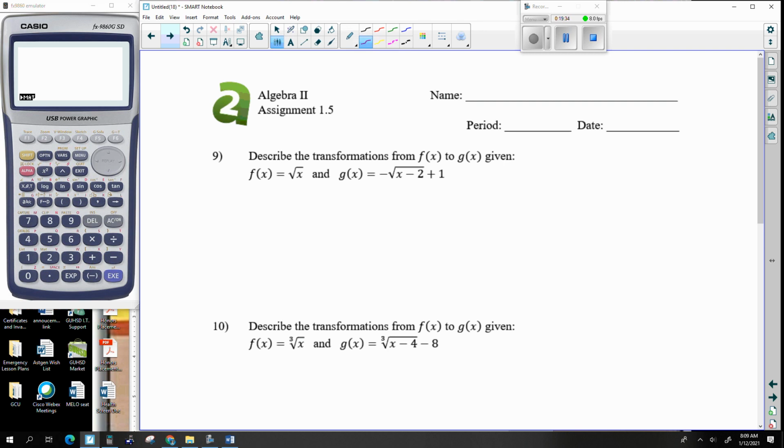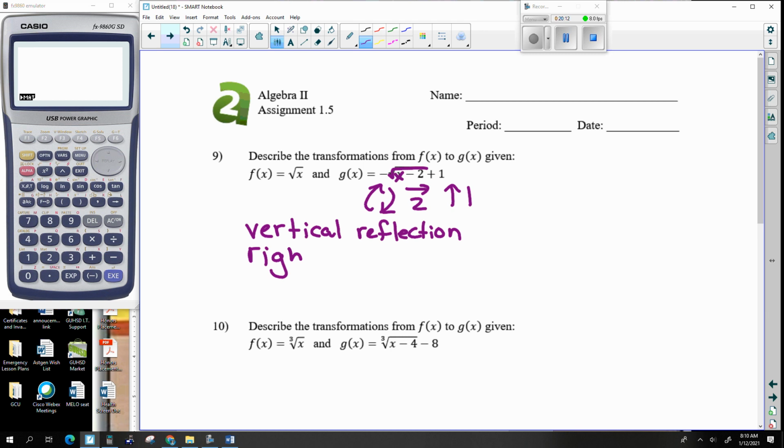Describe the transformations. Okay, so from the f of x to the g of x. So f of x is a basic square root of x. And so what is different? Well, I see that there's a minus. There's this minus 2. Wrong way. It's lying to me. And up 1. So the x is backwards but not the y. X is side to side. Y is up and down. All right. So this has a vertical reflection. It went to the right 2, and up 1.